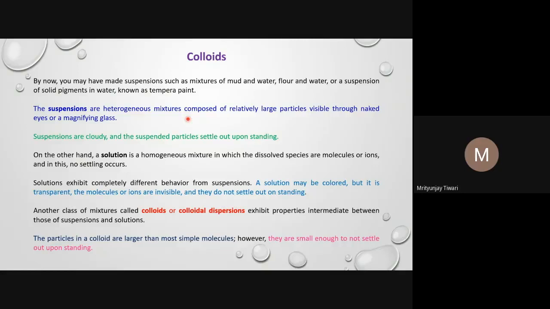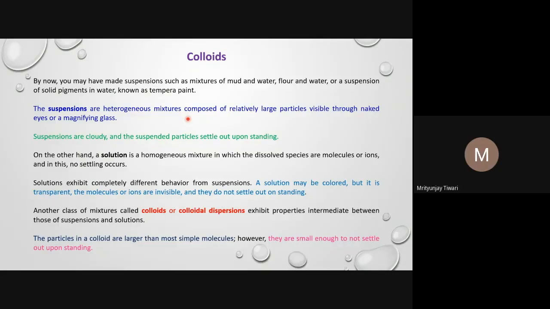Now the third kind of mixture is what we call the colloid. This other class of mixture is also called a colloidal dispersion. Colloids or colloidal dispersions exhibit properties intermediate between those of suspensions and solutions. Some of their properties resemble those of a suspension, and some resemble those of a solution. Usually, it is between them.